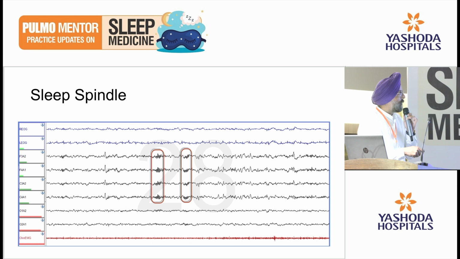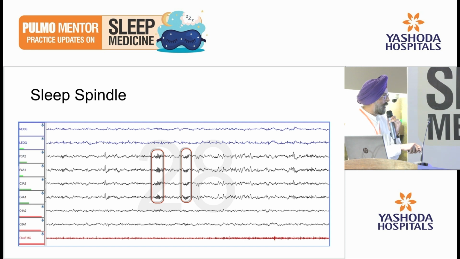The next waveform that you see is spindles. Spindles are usually seen in the central channel. They will suddenly come out of LAMF activity, like these zigzag lines. They have a frequency of 11 to 16 hertz, and they usually last more than 0.5 seconds. They suddenly come out of LAMF activity, and then suddenly they stop. So this is how spindles look.